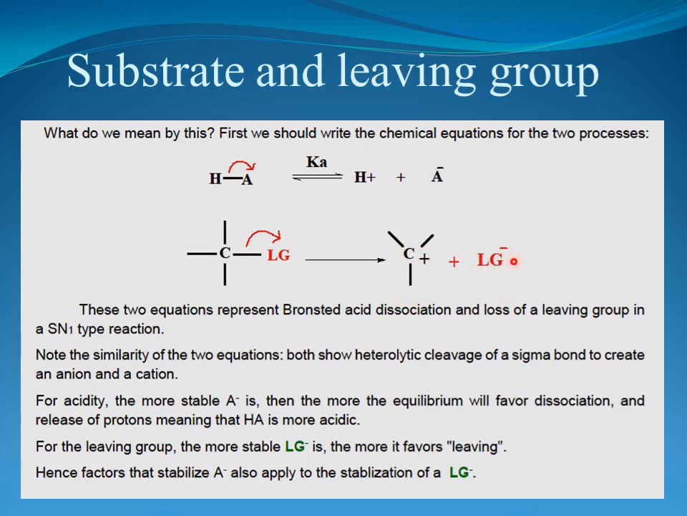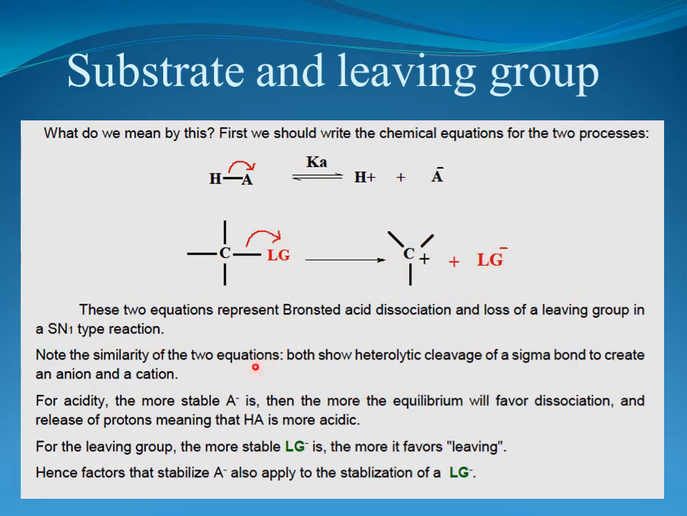Now these two equations represent Bronsted acid dissociation. As you can see, according to the Bronsted concept, an acid is a species which is going to donate its proton. And the loss of a leaving group in SN1, you can see the similarity in these two chemical equations. Now students, both show heterolytic cleavage. You can see that A negative is departing with a negative charge by taking this pair of electrons. Similarly, this leaving group is also taking along with it a pair of electrons, giving us a cation and an anion in both of these reactions.